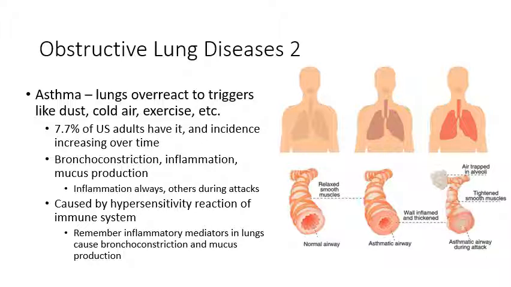So asthma is also like an immune system disorder. It's a hypersensitivity reaction in the immune system where the lungs will overreact to different triggers, and there can be a lot of triggers, like any type of allergen can be a trigger for asthma, dust, cold temperatures in the air, exercise and exertion. All of those things can potentially trigger an asthma attack.